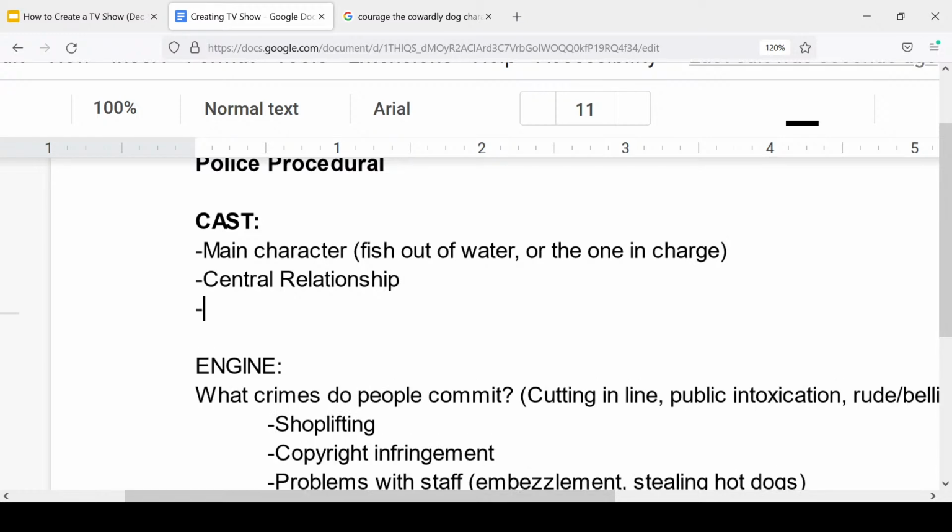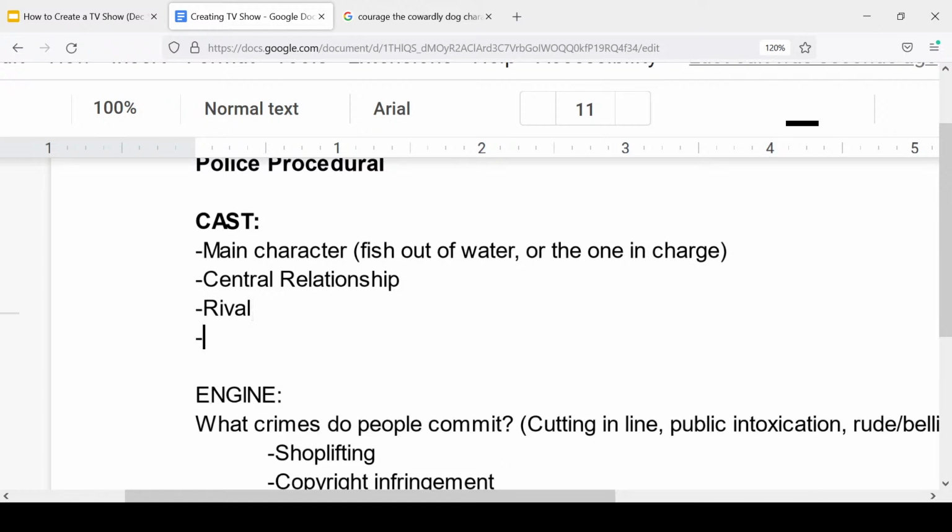We have a central relationship. We might have a main rival. In our office, I think we know who our main rival is. We have our Jim and Dwight rivalry, of course. And then we might have a love interest.